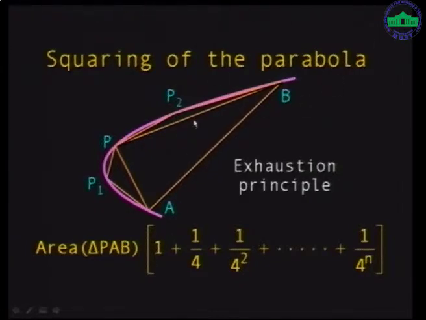And each time he constructs a new set of triangles, the sum of the new ones is equal to 1/4 of the previous one, so you get here 1/4 squared, etc. And he knows well that this is called a geometric series, the sum of which approaches 4/3. So the area inside the parabola becomes equal to 4/3 the area of the first triangle PAB.